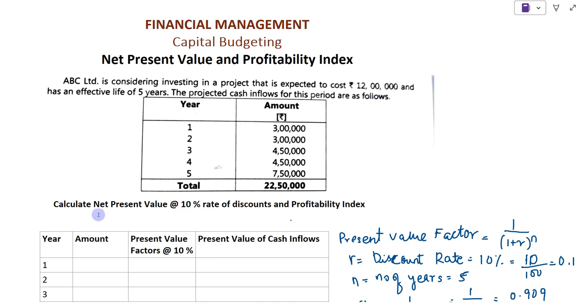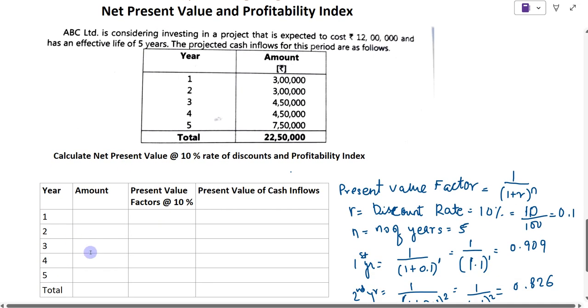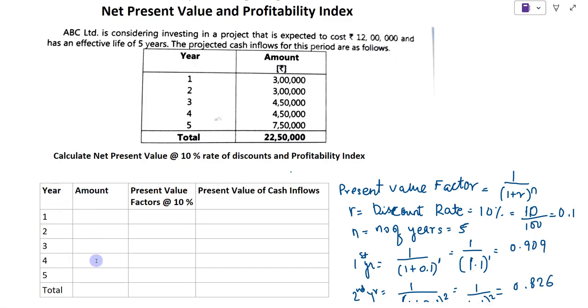First we will calculate net present value. So to calculate net present value, we require years, we require amount, we require present value factor at 10%, then present value of cash inflow. Now the number of years are how many? 5 years. Write it down, 5 years. Now each year has an amount. It is given in the question.